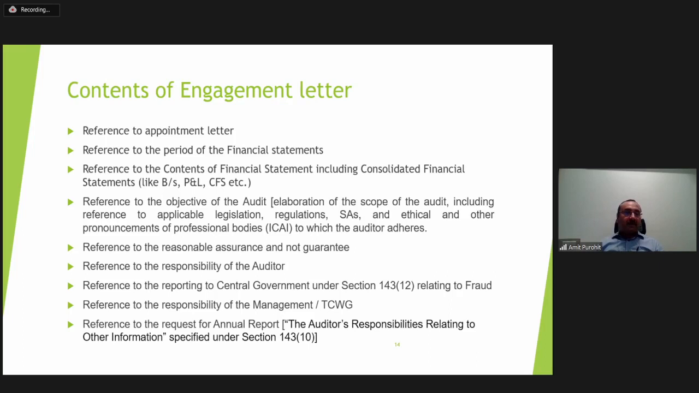Then, under section 143(10), the auditor has certain responsibility for the other information, and he has to mention that in his auditor's report. There is also a particular standard on auditing, SA 720, on the auditor's responsibility relating to other information. So the auditor will clearly mention in the engagement letter that they would be making requests to the management to share with them the annual report once the audit is completed, and the auditor will see whether there is any inconsistency between the other information given in the annual report and the information contained in the financial statements and the auditor's report.